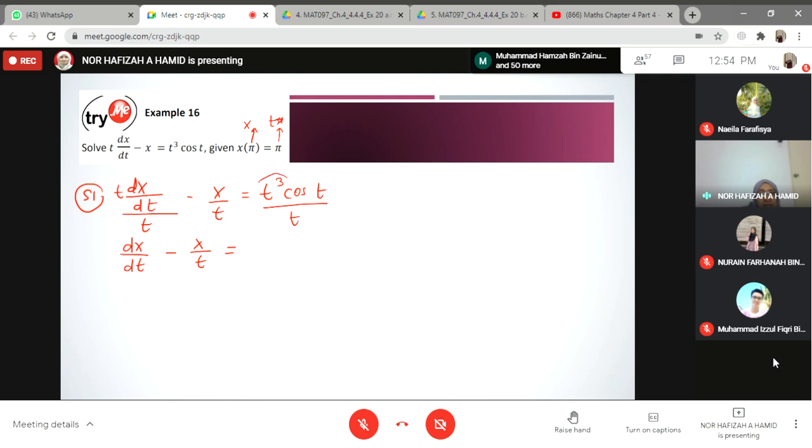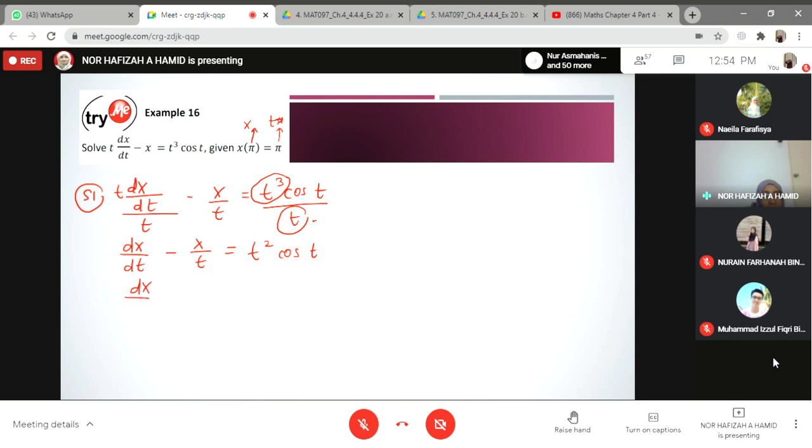So you kena simplify based on the types of the function. So kalau algebraic, you need to simplify with the algebraic lah. So cos t ni you tak perlu tukar, tak perlu simplify sebab dia trigonometry. Okay, so yang ni t cube divide by t, you will have t square cos t. Okay, so ni you dapat you punya standard form. So ni kita panggil standard form lah. Lepas tu you boleh compare with you punya general standard form tu.